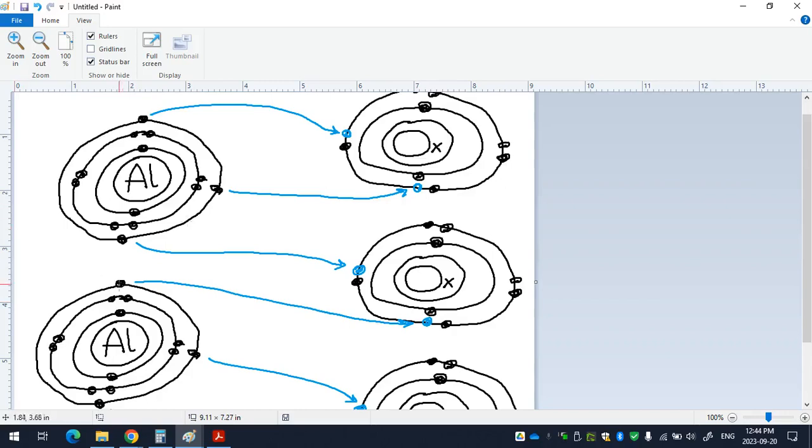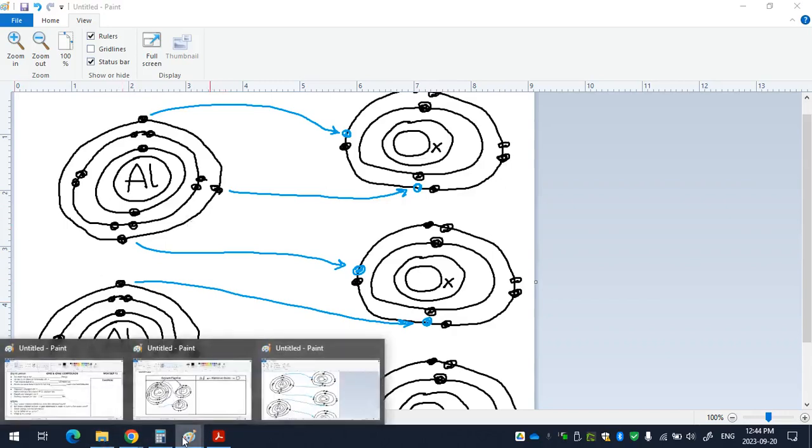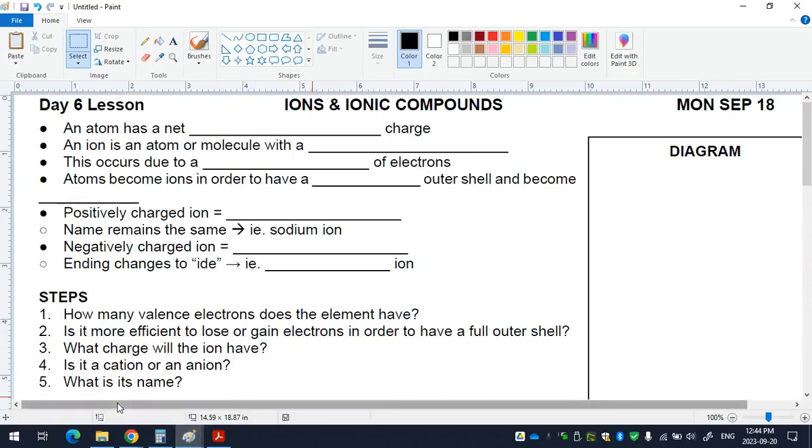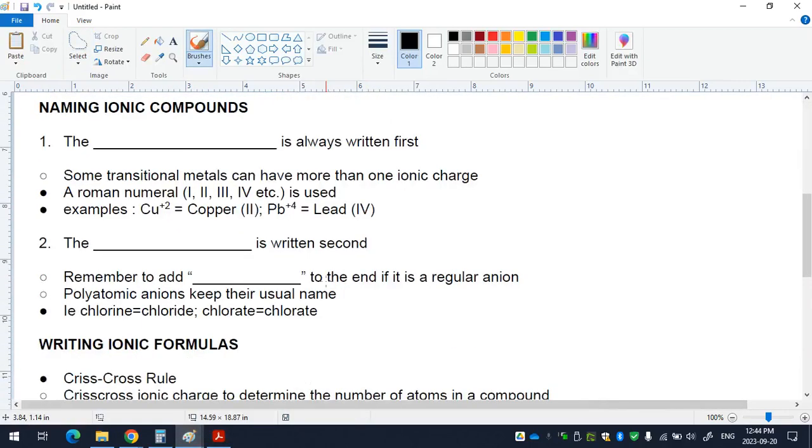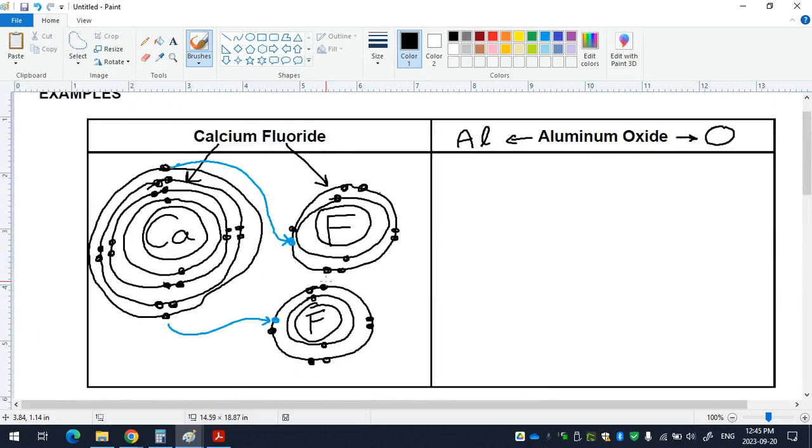So tell me, according to this, oh sorry, not this, my bad. Which one is always written first? The one that gained or the one that lost? Thank you. The one that loses electrons is always said first. The one that always loses electrons is written first, and the one that gained electrons is always said second, all the time.